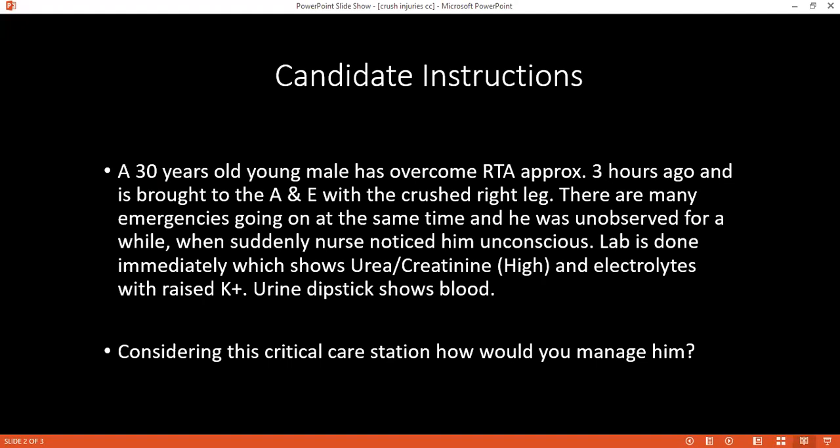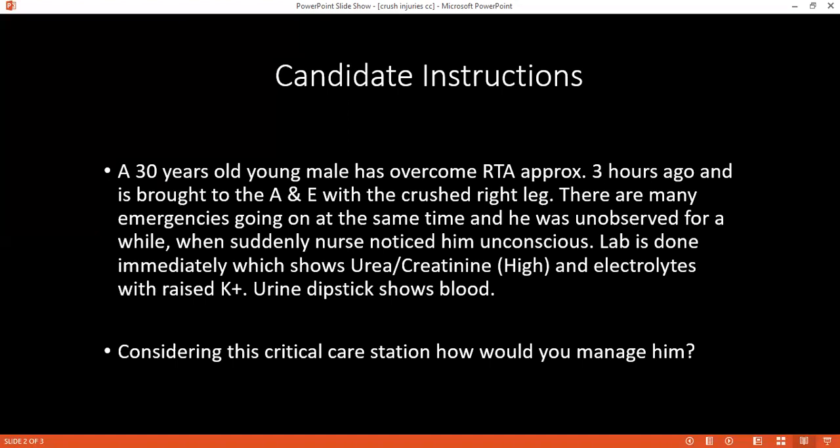Okay, so if you have read and understood the critical care scenario, kindly please begin and tell me, after reading the scenario, how would you manage this patient? I will manage the patient according to ETLS protocol, and I will go for ABC approach. Along with the ABC approach, I will do simultaneous resuscitation as well.